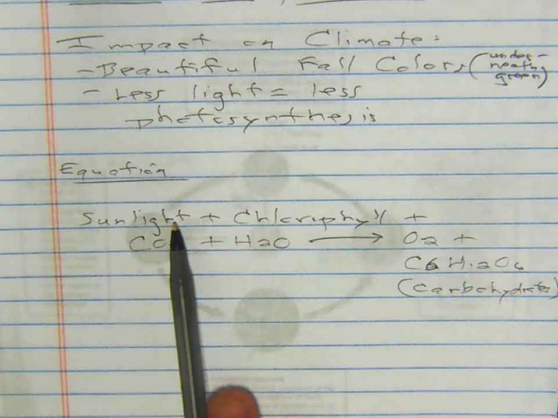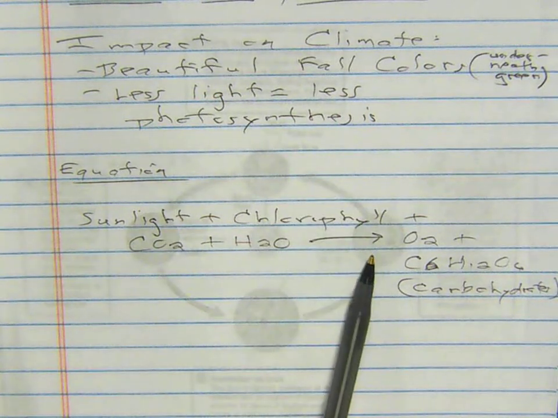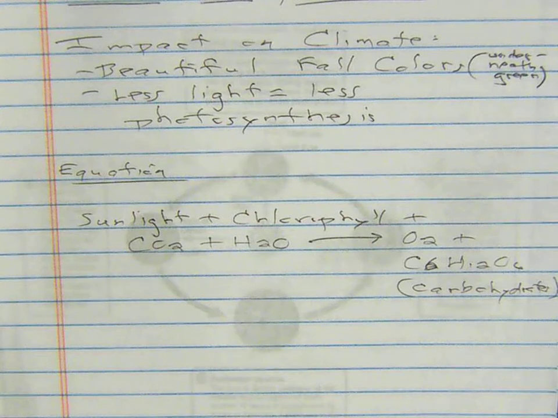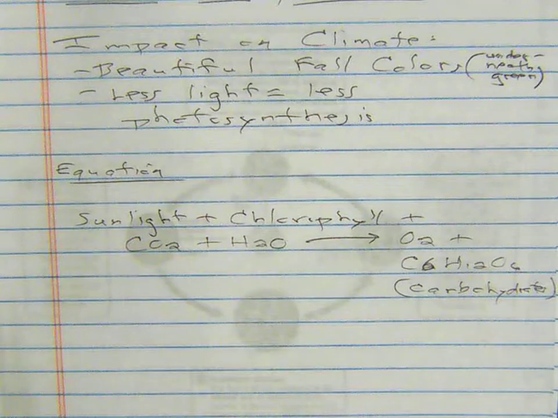So with less sunlight, the photosynthetic rate is less, which means that there's less green pigment in the leaves. The leaves are not photosynthesizing quickly, so there's less green color, and the beautiful colors that are underneath the green get exposed, and this is why we have the beautiful fall colors. So something to think about.